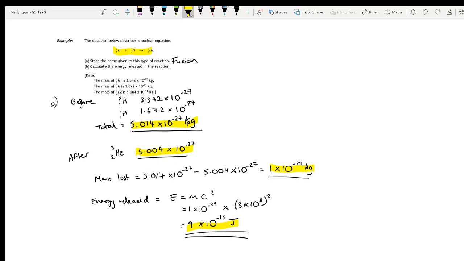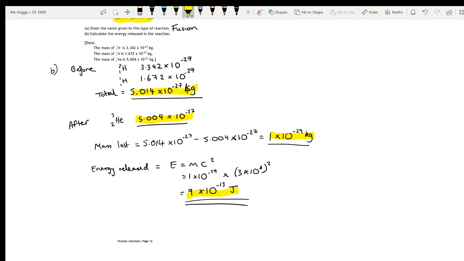Okay, right, I'm going to get you guys to do some fusion examples. These are very, very similar to the fission ones. It's just fusion rather than fission. Okay, good luck.